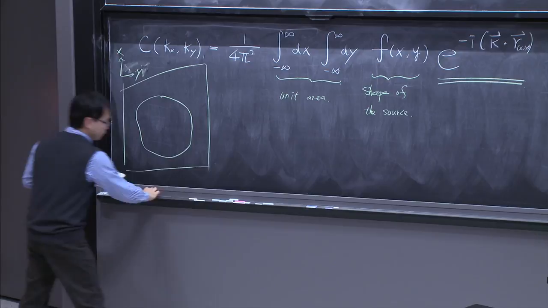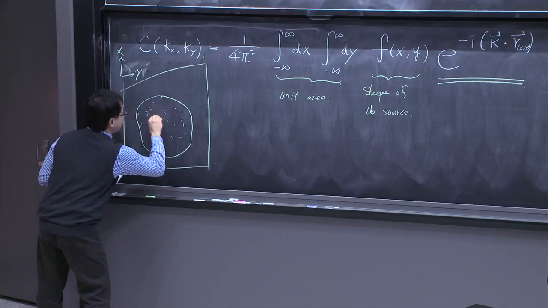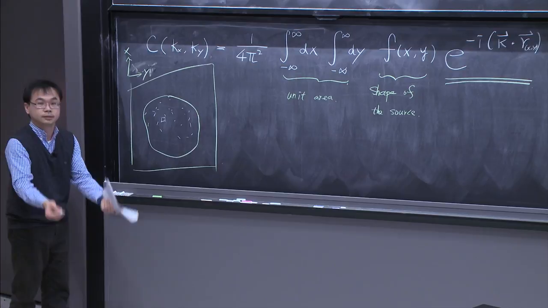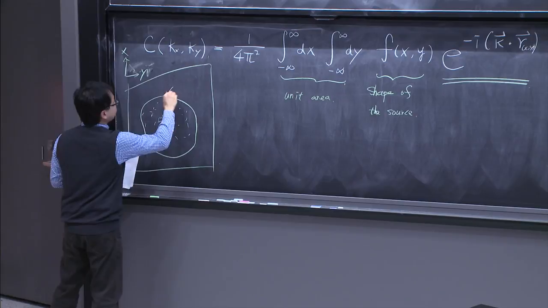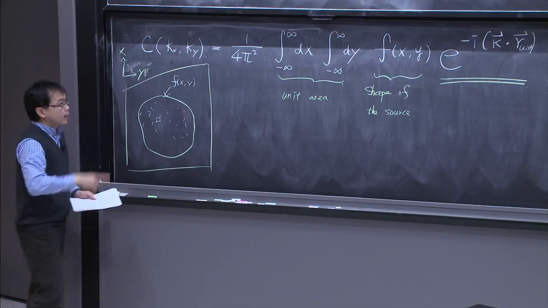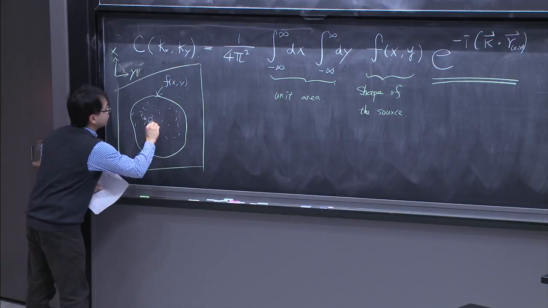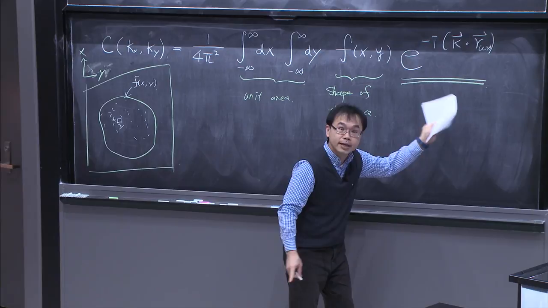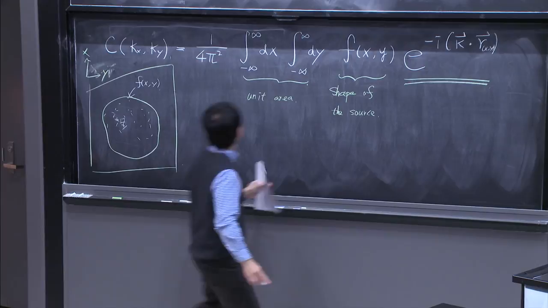Right, all those points, all those little areas inside this hole is a spherical wave source, right? And the F function actually defines the shape of this hole, and this integration is actually integrating over all those little areas and calculating the contribution from each small area, summing them together. Then finally, you are getting something which is actually a function of kx and ky.